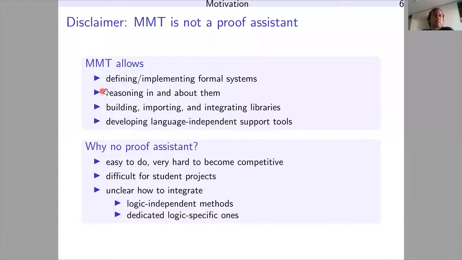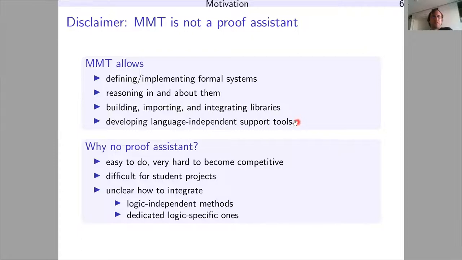So what it primarily is, it's a framework in which we can define and implement formal systems, to then reason both in and about them. It allows building your own libraries, but it also has been carefully designed to allow importing existing proof assistant libraries. That's something I'll mention later. We now have imports of about a half dozen major proof assistant libraries like Isabelle, Coq, PVS, and so on in MMT. And MMT is also designed to allow integrating those libraries so that you can work with all of them at once. That's mostly future work. The framework is there, but it hasn't been leveraged yet. And I'll come back to that in a bit.